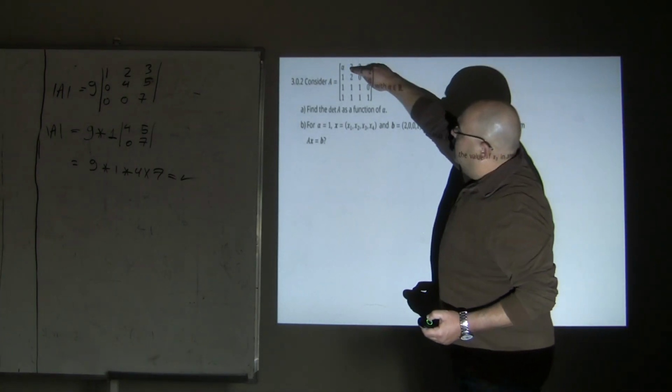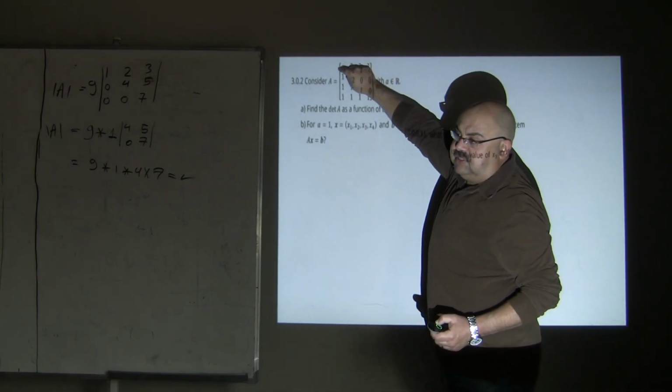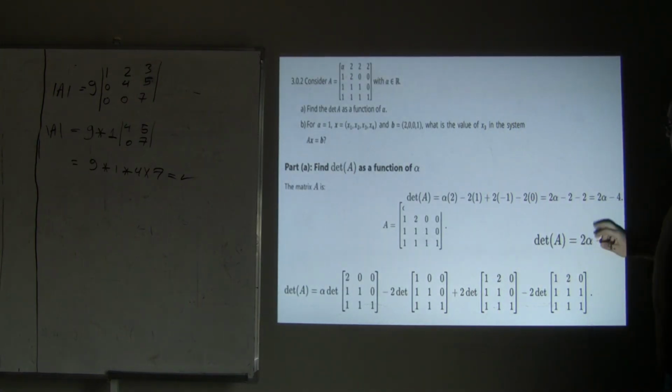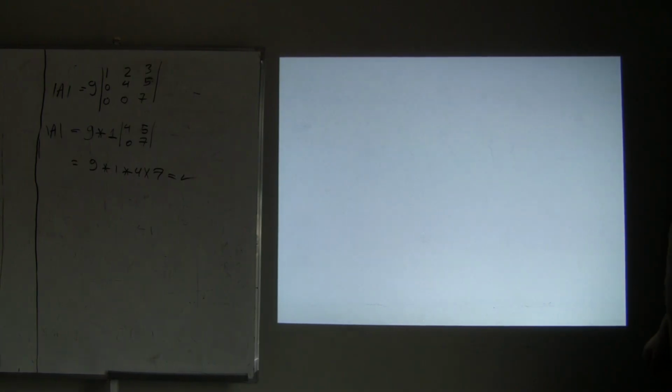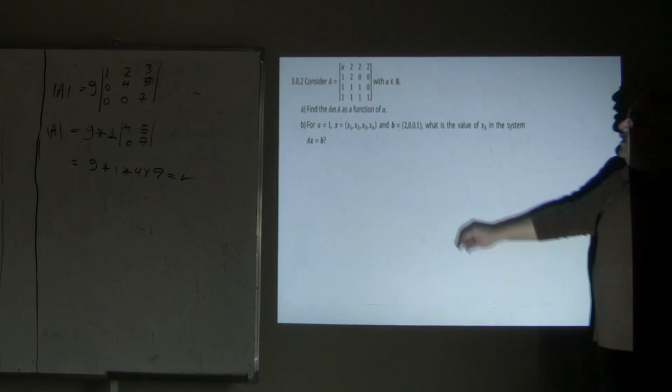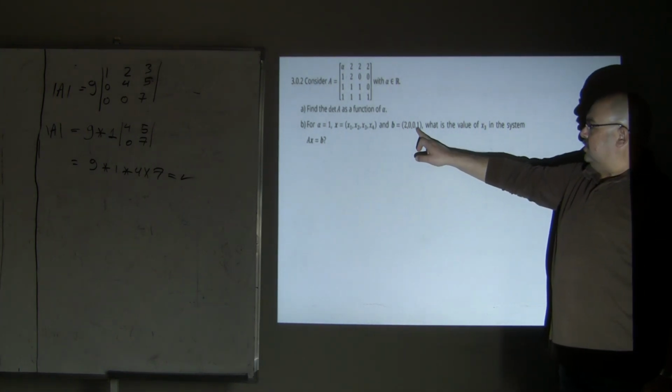Okay, done. For the second part, he's asking you to put alpha equal to 1. If you put alpha equal to 1, I can use the last result. All I have to do is to replace alpha by 1. So it's going to be 2 minus 2, which is going to be negative 2. So I replace alpha with 1. Then use b equal to 1.